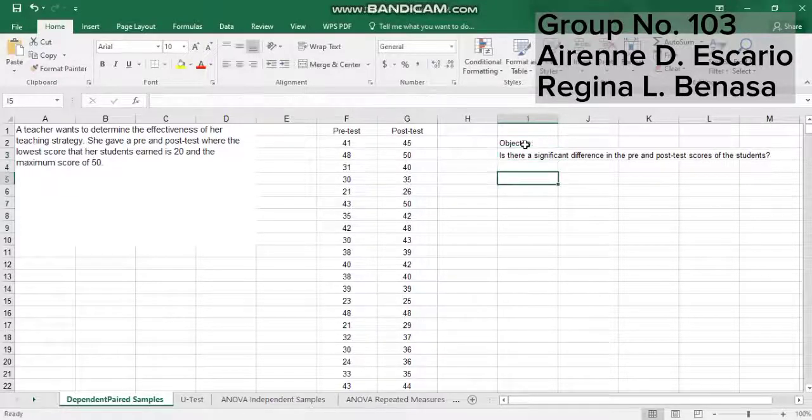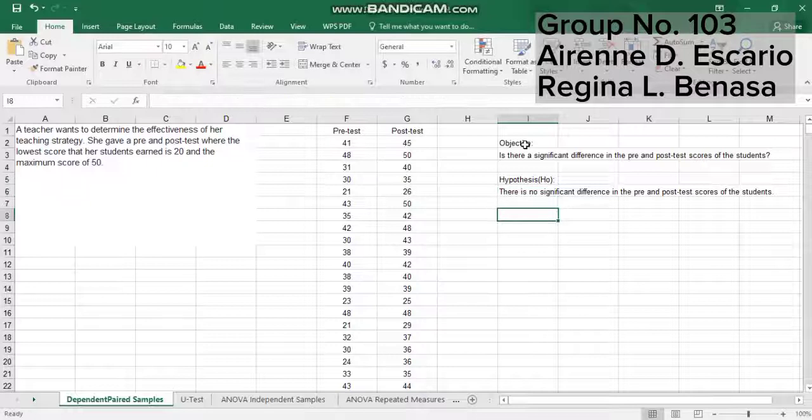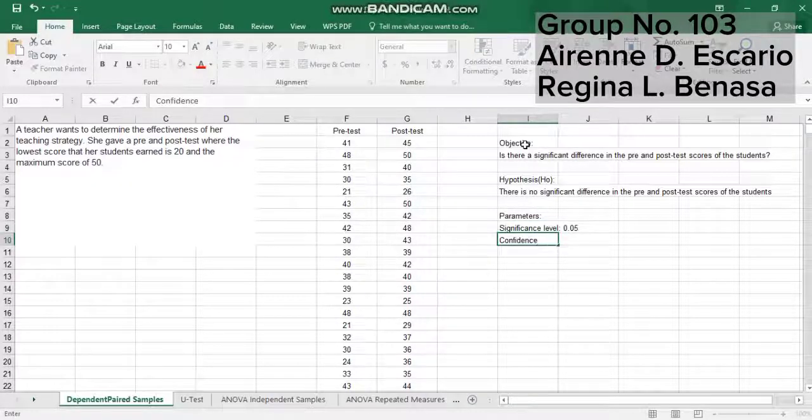Our null hypothesis will be there is no significant difference in the pre and post-test scores of the students. And then the parameters, our significance level is set to 0.05 with the 95% confidence interval. And then we have the result.